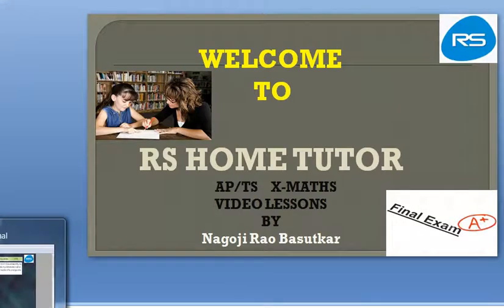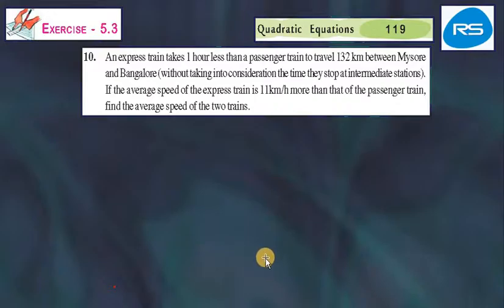We are in the quadratic equations in 5.3, solving the question number 10. An express train takes 1 hour less than the passenger train to travel 132 kilometers between Mysore and Bangalore. If the average speed of the express train is 11 kilometers per hour more than the passenger train, find the average speed of the train.